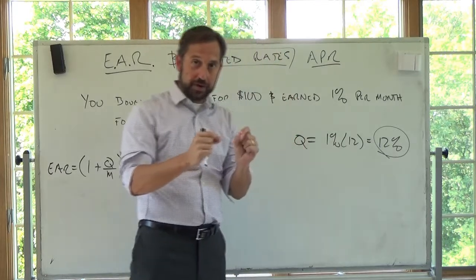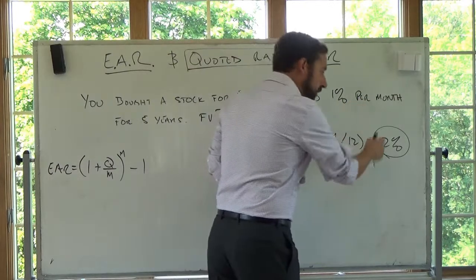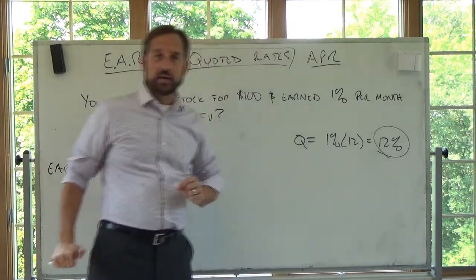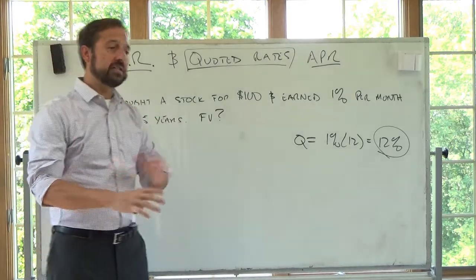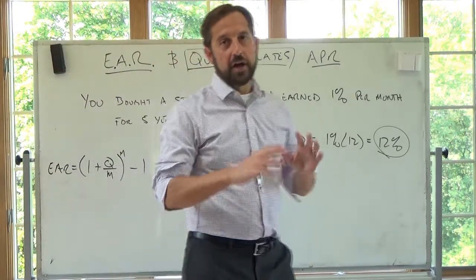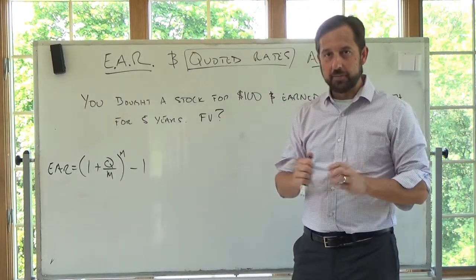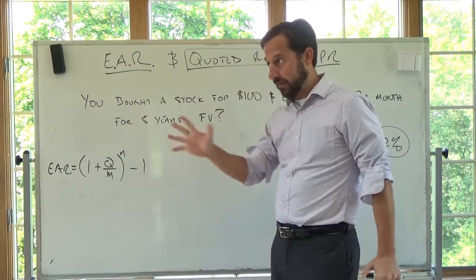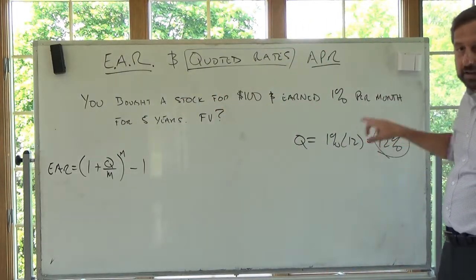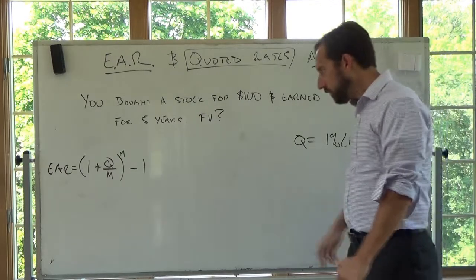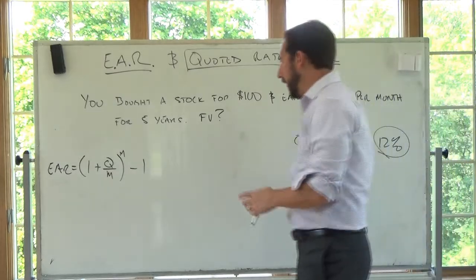If you take away one thing from this, take this away: never use that 12% in the time value of money calculation. This is just a quoted rate, it is not an effective rate. Your rate is not 12% per year. 1% per month is not 12% per year. So the one big takeaway is never use the APR, the quoted rate, in a time value of money calculation. You can always just use 1% in the period as a month.